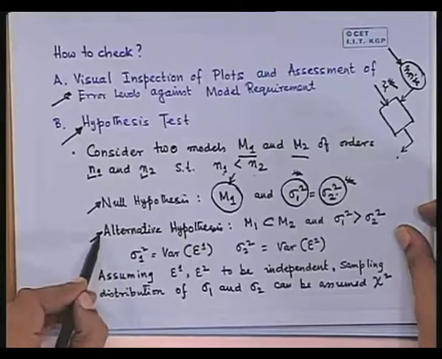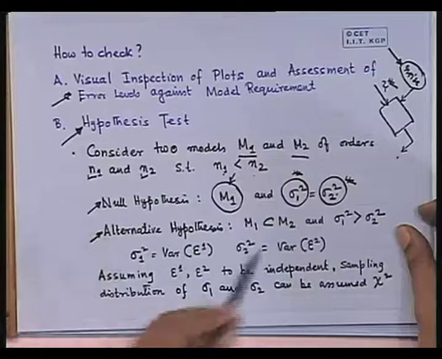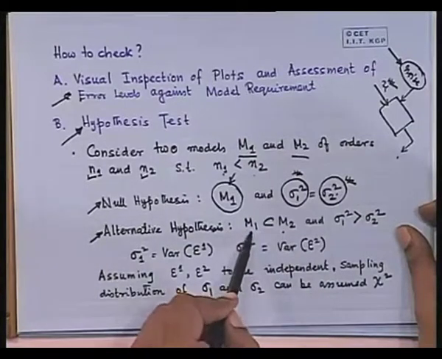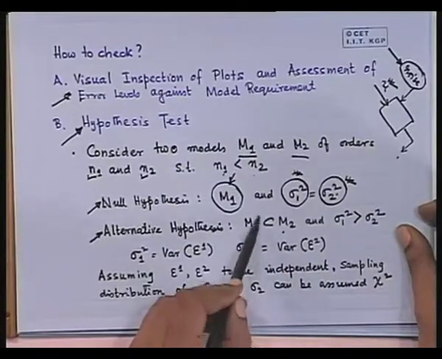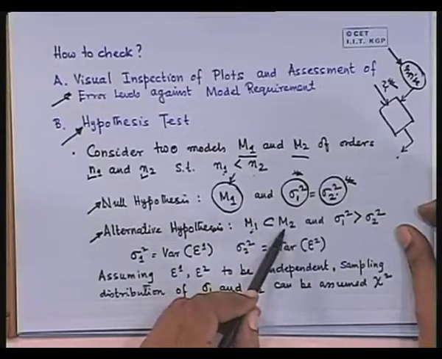So, and what is my alternative hypothesis? That is, if this is rejected, then my alternative hypothesis is that M2 is actually a more general model than M1. So M1, the class of models described by that structure, is actually a subset of the class of models. I mean, first order models are a subset of second order model structures. All first order models can be described by a second order model structure, but there are second order model structures which cannot be described by first order model structures. Therefore, this is a subset of this.